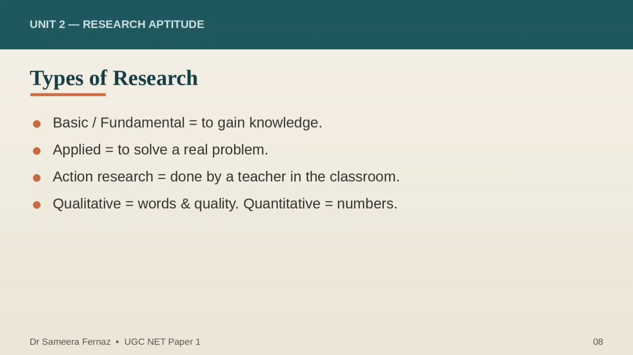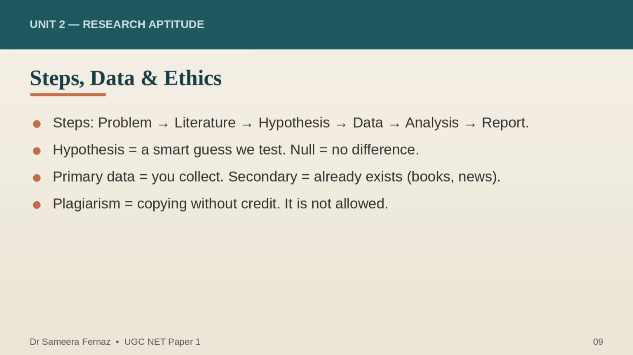Next is sampling. A sample is a small part of a big group. The big group is called population. Random sampling means everyone gets an equal chance. This reduces bias. Now the data type.